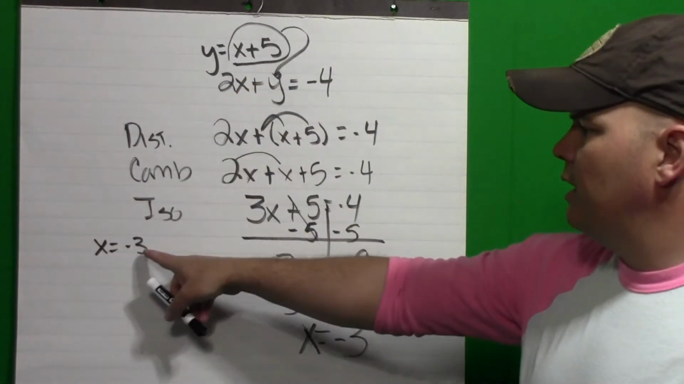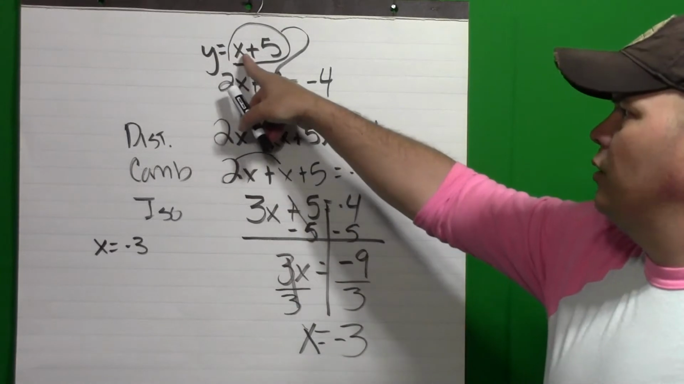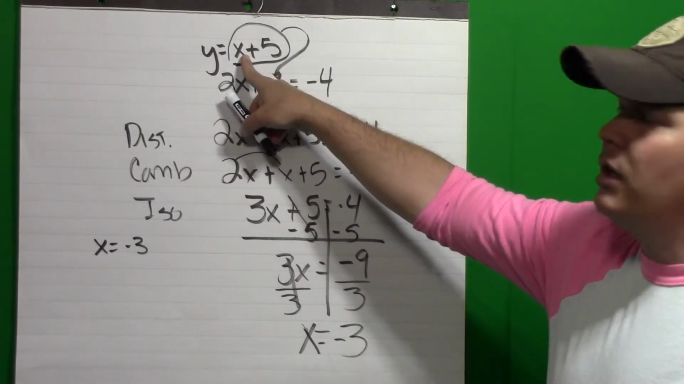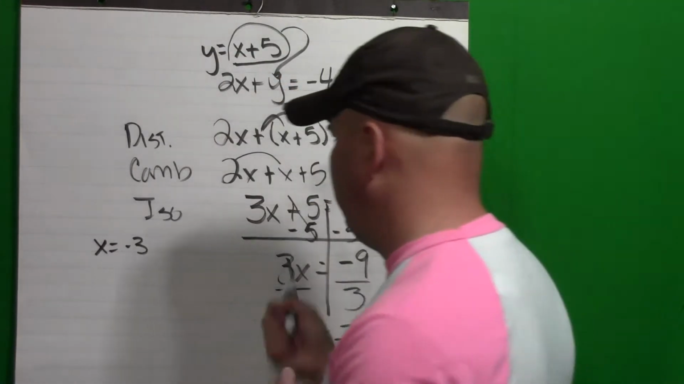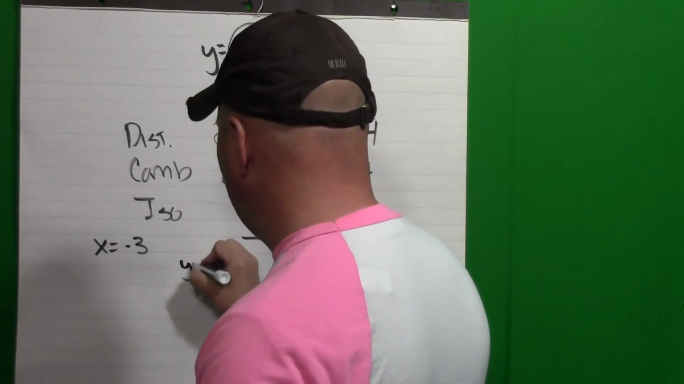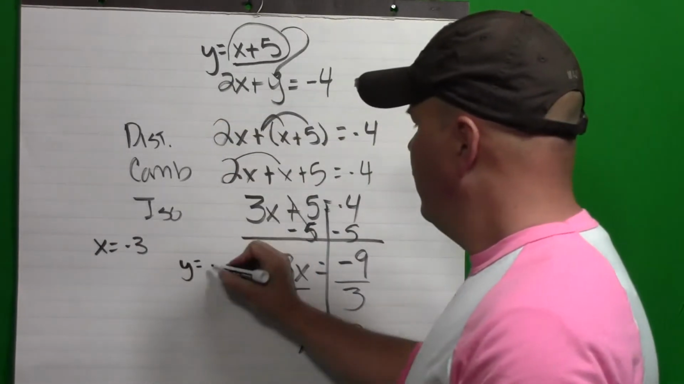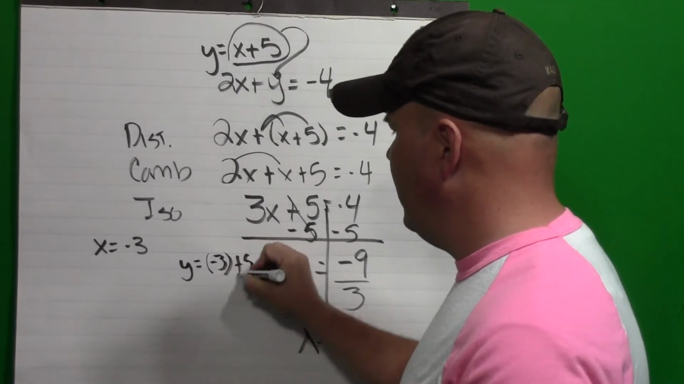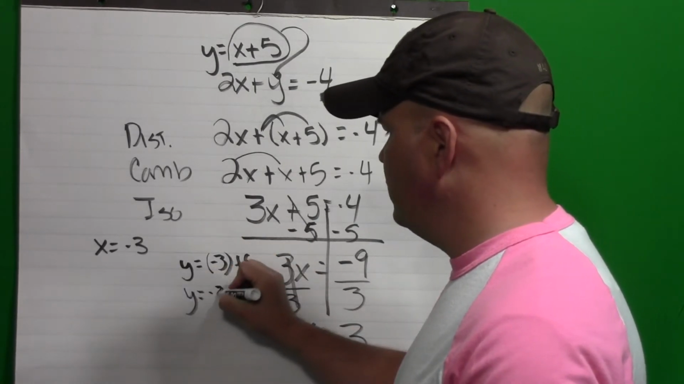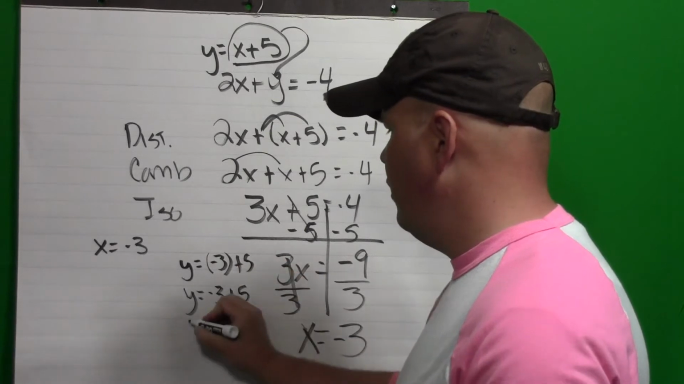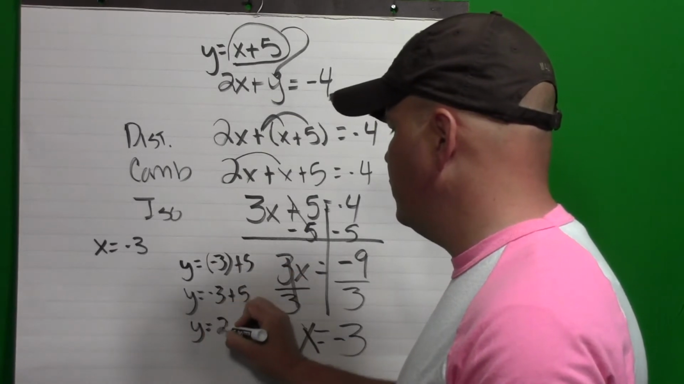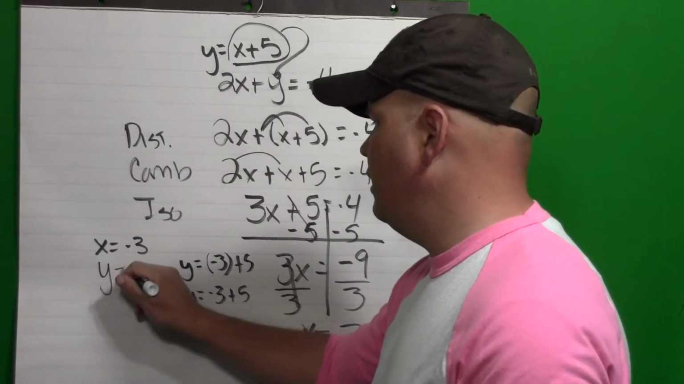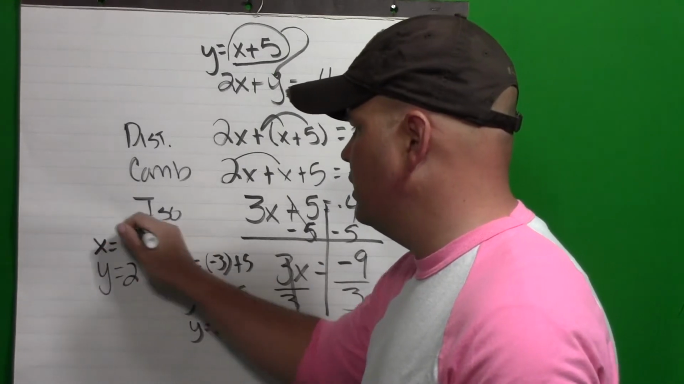So to do that, I'm going to take this negative 3 now and substitute it back into my original equation, which was y equals x plus 5. So right here, I'm just going to go y equals, parentheses, negative 3, because that's what I'm substituting, plus 5. Y equals negative 3 plus 5. Y equals 2. And that is my solution set.